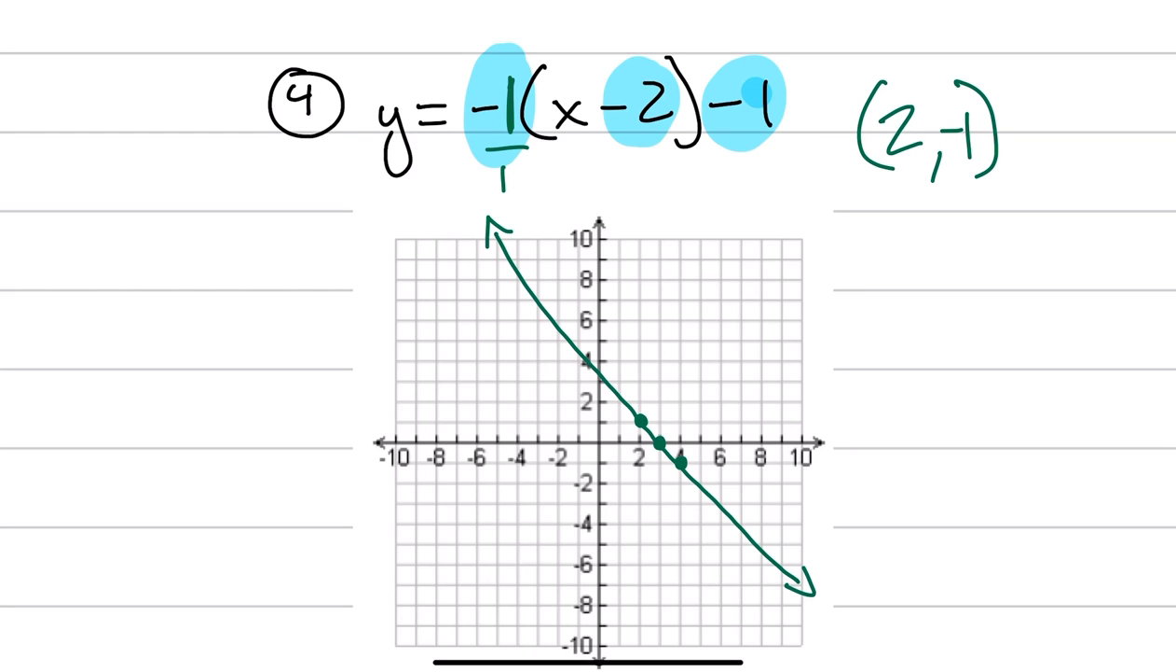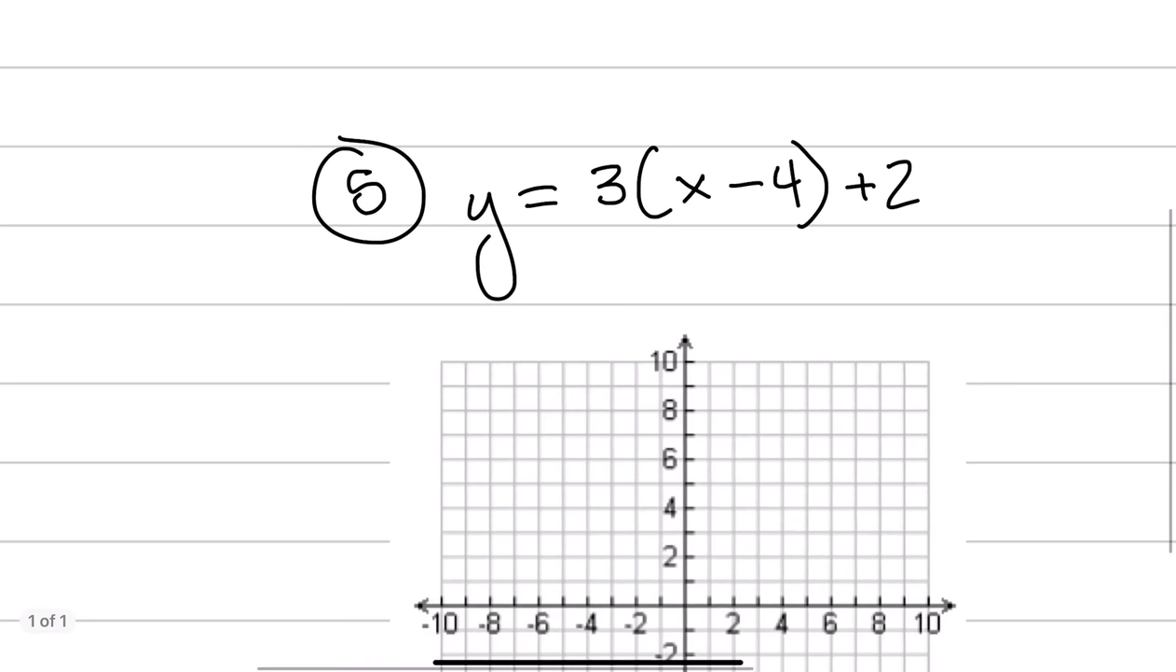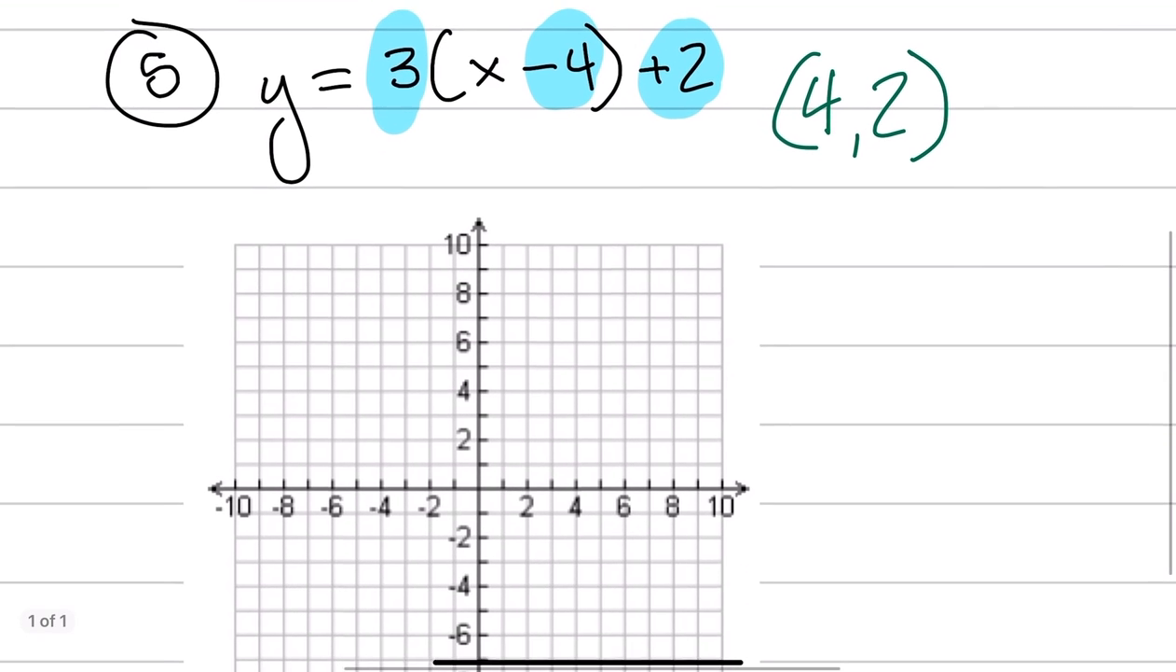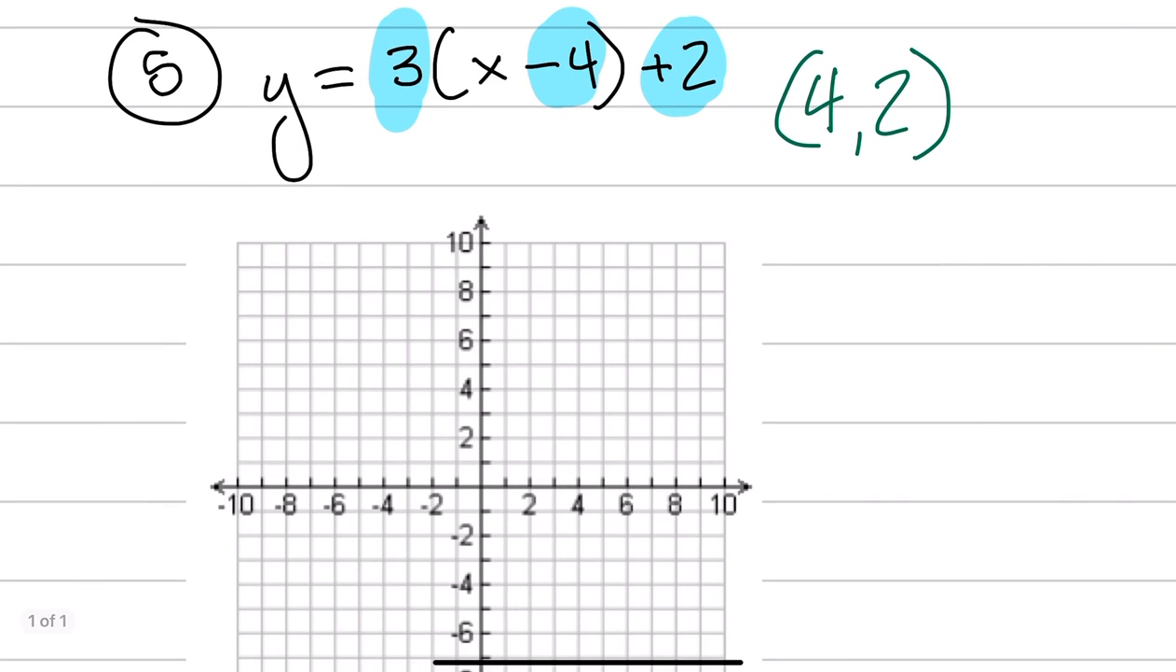Okay. Last one we got is going to be number 5. All right. So we have 3 as our slope, -4 as our H, or opposite H, and then 2 as our K. All right. So for our point, we have a -4, so that tells me I'm going to need a +4 in here. 2 is going to stay the same. And then we're going to plot it. So we got 4, 2, starting at 0. I'm going to the right 4, and then up 2 right here.